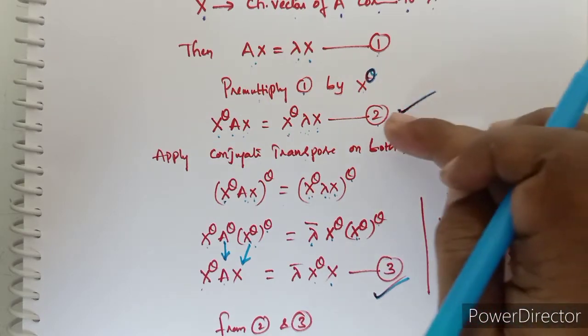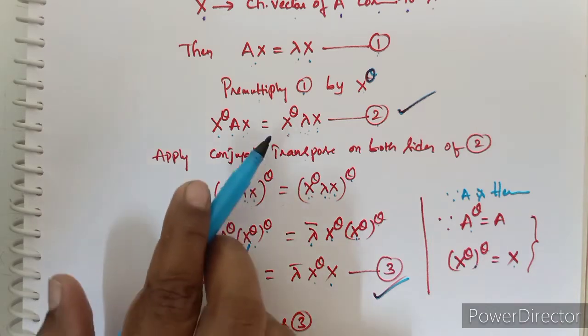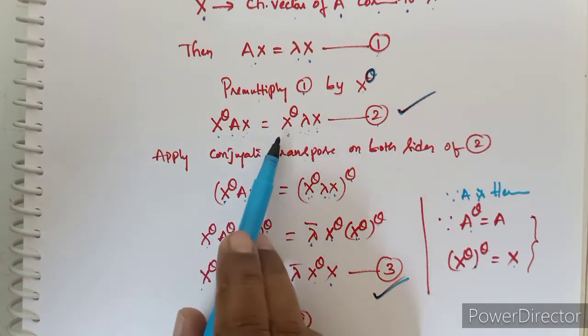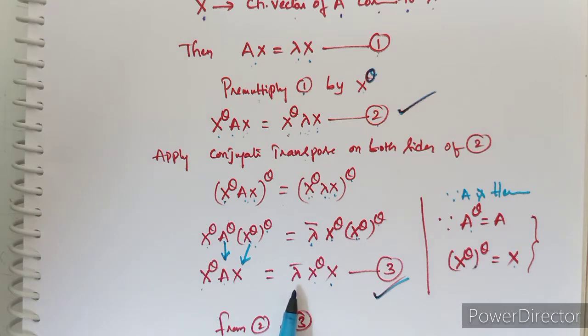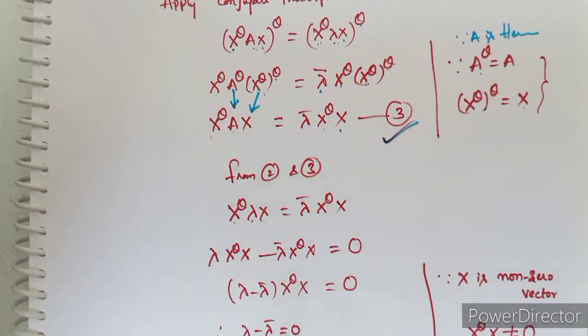From equation 2 and 3, we observe LHS are same. Therefore, RHS are equal. Therefore, x power theta lambda X is equal to lambda bar x power theta into X. So, we are equating RHS. Now, we bring this lambda outside: lambda x power theta into X is equal to lambda bar into x power theta into X.